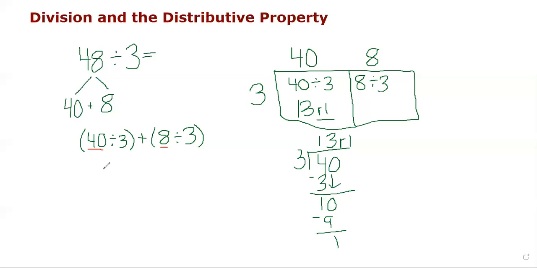And it's going to look really funny to write this over here, but I'm going to do it anyway, so I have it in my equation. So 13 with a remainder of 1. I'm going to see what I'm going to add that to in a minute here.